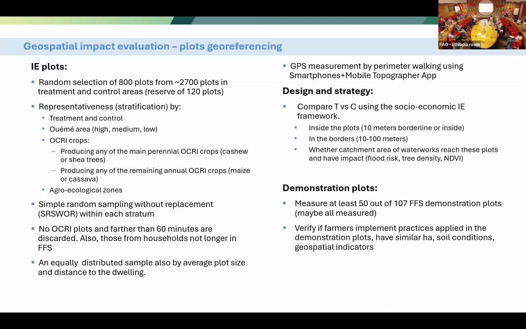Also, to complement, we have the demonstration plots, so plots in which the farmer field schools are basically going to the school to receive this intervention. And we are trying to measure a subsample of these demonstration plots in the impact evaluation areas. The idea is to see if they are implementing the same type of agricultural practices that they are receiving in the demonstration plots. Then we go to the plots of the farmers to compare whether they have similar characteristics and similar agricultural practices in place. So this is mostly what we have right now.